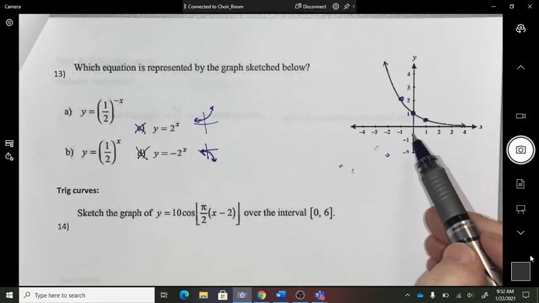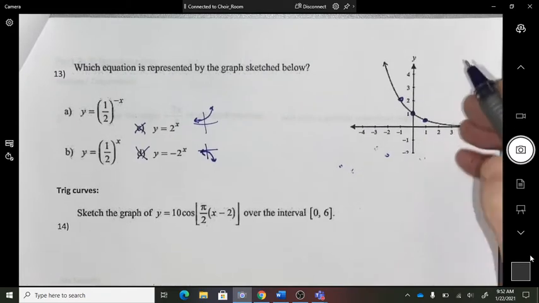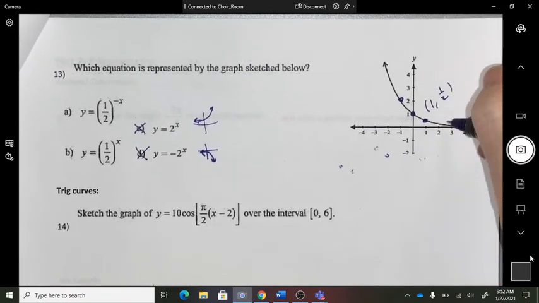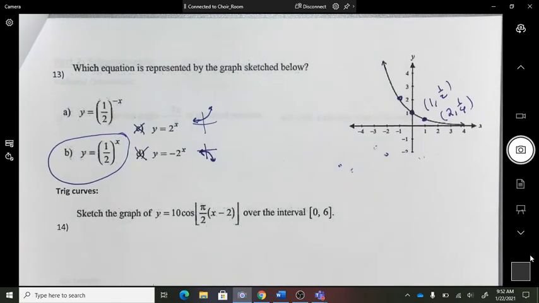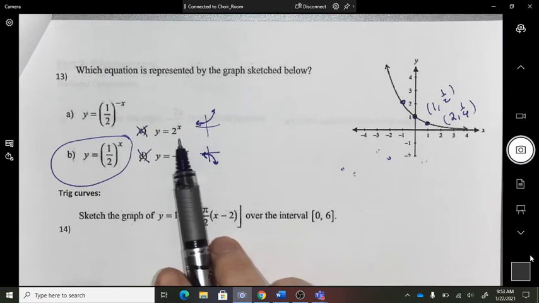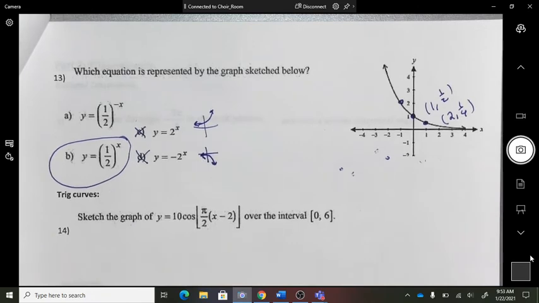Okay, does it make sense? If x equals 1, you're at a half. If x equals 2, you're at a quarter. So here the thing to know is now on the exponential, if your base is a half, think about your population becoming half of it next year, half of it next year, half of it next year. You're decreasing, right? Exponential growth or exponential decay. You're getting smaller and smaller and smaller.